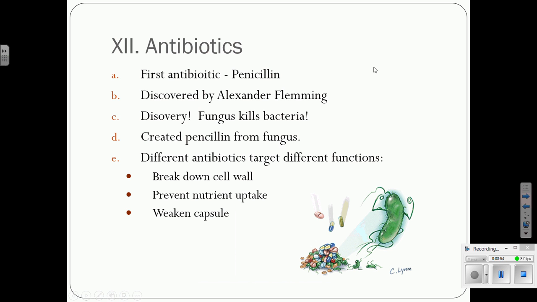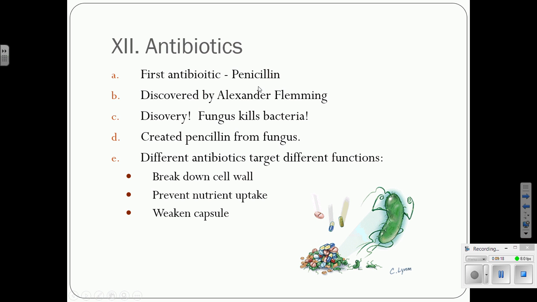And because bacteria is living, we can actually kill it with something called an antibiotic. The first antibiotic ever made was penicillin, and a guy named Alexander Fleming is the one who discovered it. Penicillin is a fungus. And he created penicillin just on a whim. Just thought he'd try it and see if it worked, and it did.